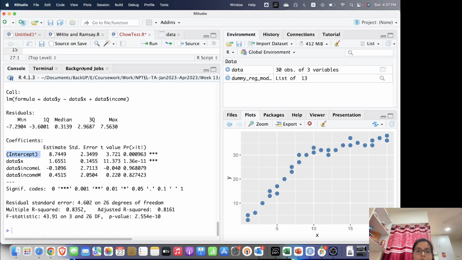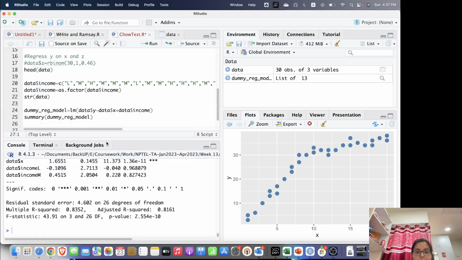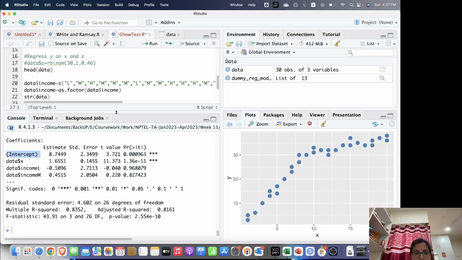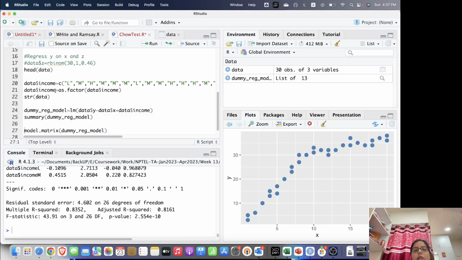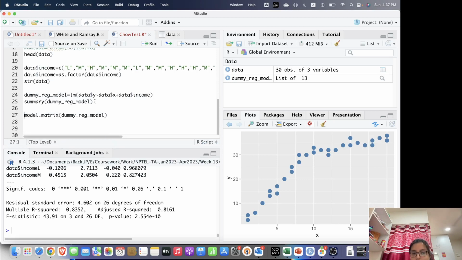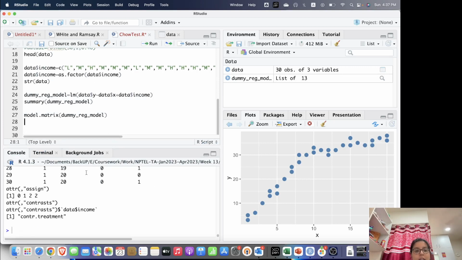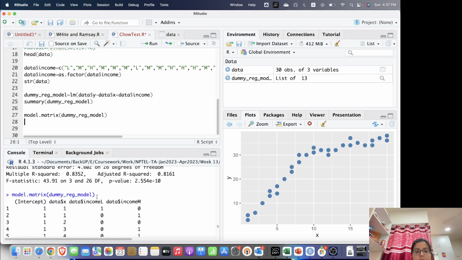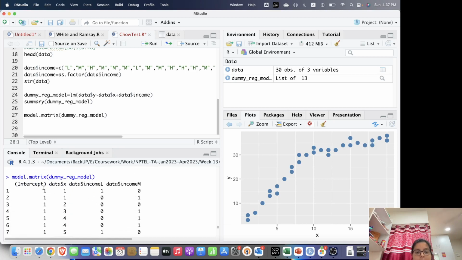Okay, so if you have to incorporate dummies as regressors into your regression model, the only thing to do is to incorporate it as a factor here. Now if I look at the model matrix, I'm going to show you. See, this is the model matrix that I have: the intercept term, the x values that we have had, and this 1 0 would be low income, 0 1 would be medium income, and 0 0 would be high income. So can you see the similarity with ANCOVA?